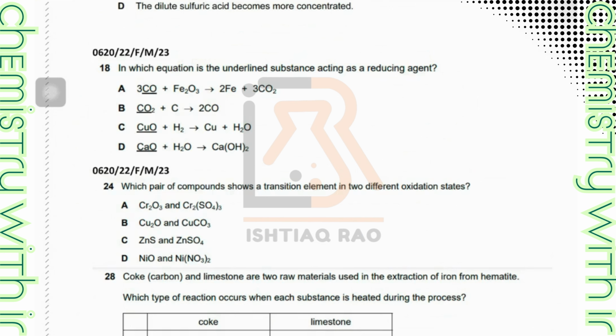Sir, is it C, acting as a reducing agent? So you're saying C, right? Copper is plus 2, copper is 0. So this means that it is reduced, so it's acting as an oxidizing agent. Yes, this is incorrect. Then C is incorrect.